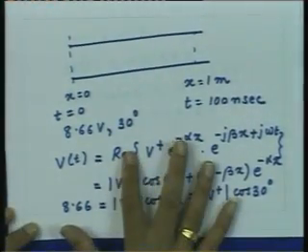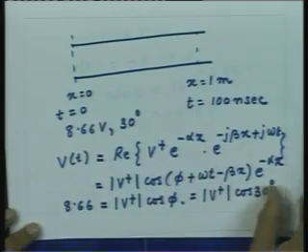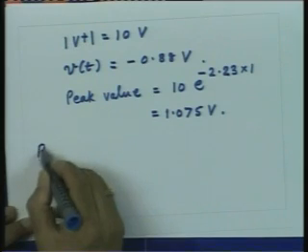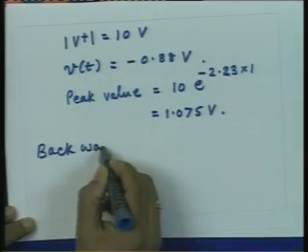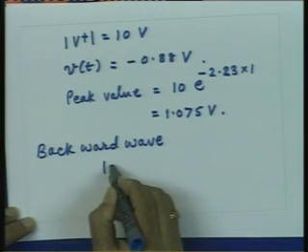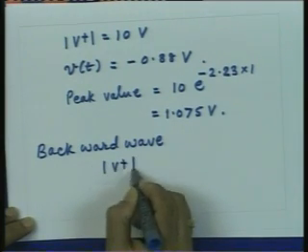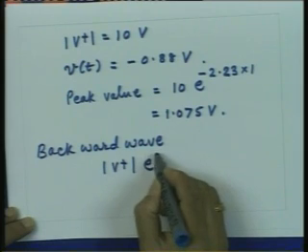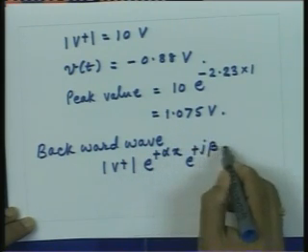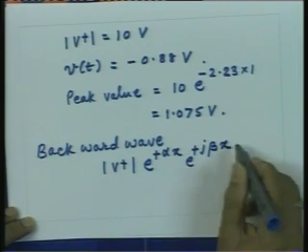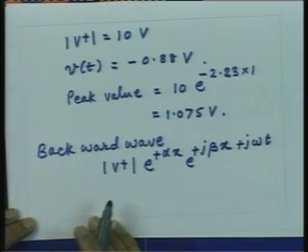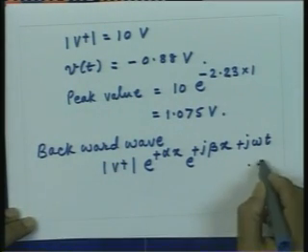So, by using the same expression and changing the sign of beta, because now the backward wave is given as mod v plus e to the power plus alpha x, e to the power plus j beta x plus j omega t, multiplied by the phase e to the power j phi.